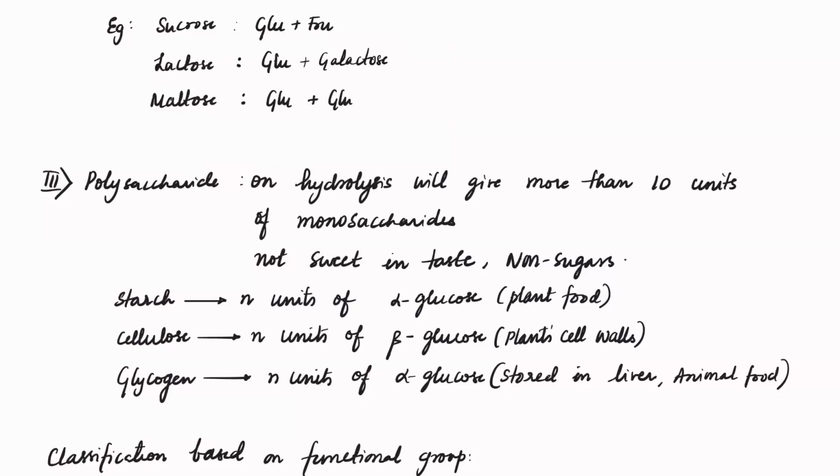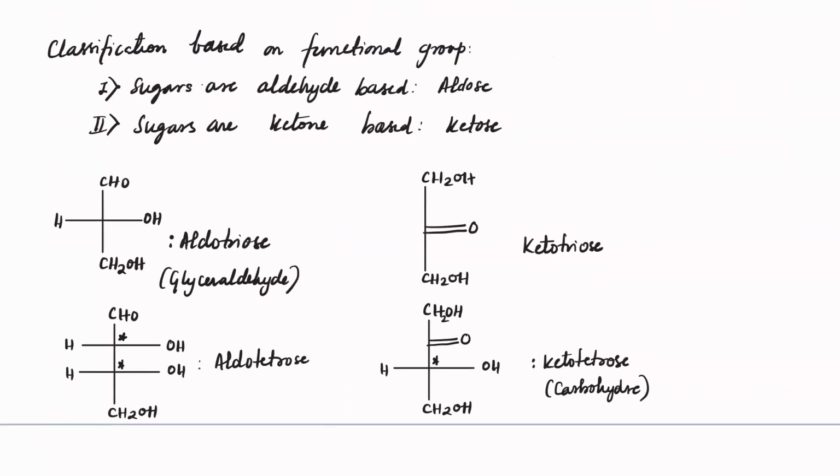Okay. So these are three main classifications based on the hydrolysis of the sugars. Second classification is based on functional groups. That is, sugars could be either aldehyde based or they are keto based. If they are aldehyde based, we call it aldoses. "Ose" means sugar. So aldoses are aldehyde based sugars, ketoses are ketone based sugars.